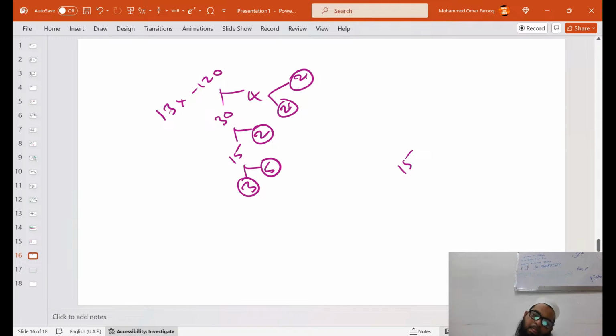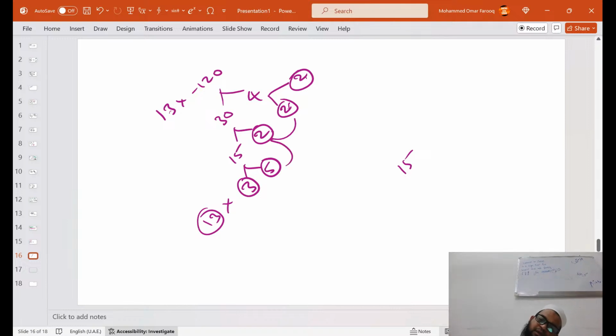What are the 13s? Oh, here one more 13 is also right. 5 twos are 10, 10 twos are 20, 2 twos are 4, so 40. 13 threes are 39.